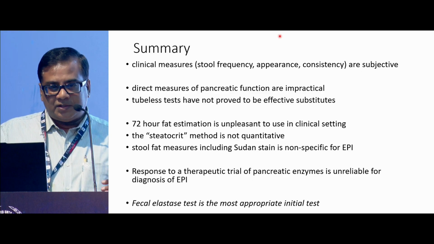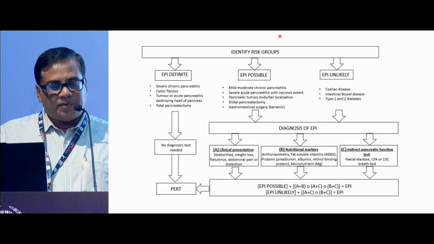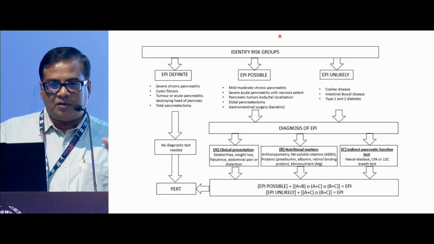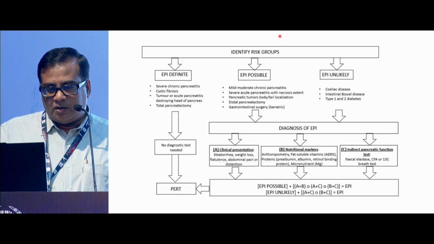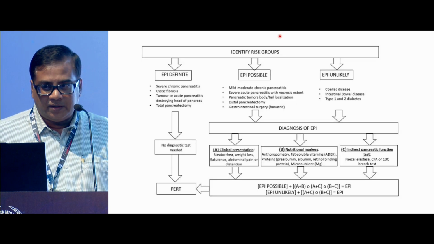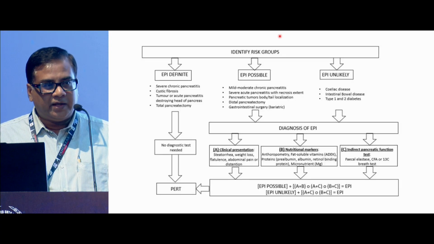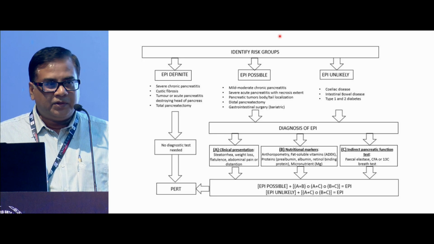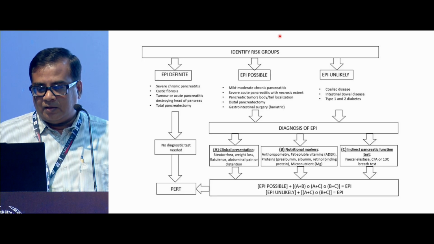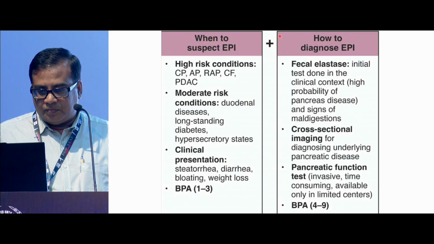So among the available tests for clinical use, fecal elastase is the most appropriate initial test. The present approach is to identify the risk group. When you have definite EPI, that is, you have a setting of severe pancreatitis or malignancy, you don't actually need a diagnosis, and you can initiate PRT directly. When EPI is possible or unlikely, then you need a diagnosis of EPI. You should combine it with the clinical context and a nutritional assessment, and with this, you should interpret the results of the fecal elastase test.